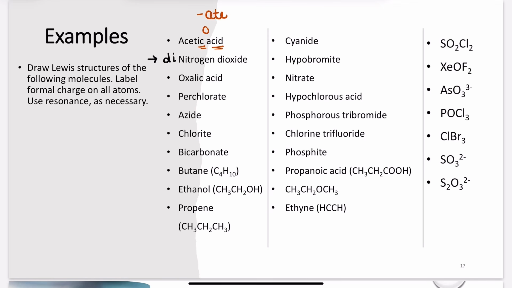Remember, ic acid comes from ate, which means this came from acetate. Acetate is CH3COO minus. I need to give this enough protons, or H pluses, to make it neutral. So because it has one negative charge, I need to give it one H. Now, the reason I write acetic acid like this is because of the way the atoms are connected. Part of this comes down to just practice, okay?